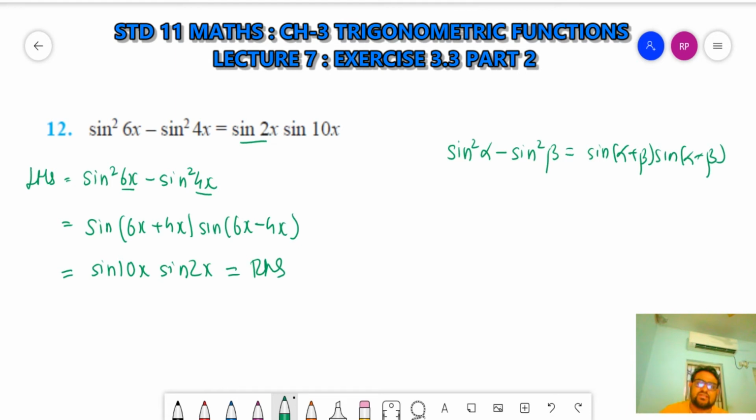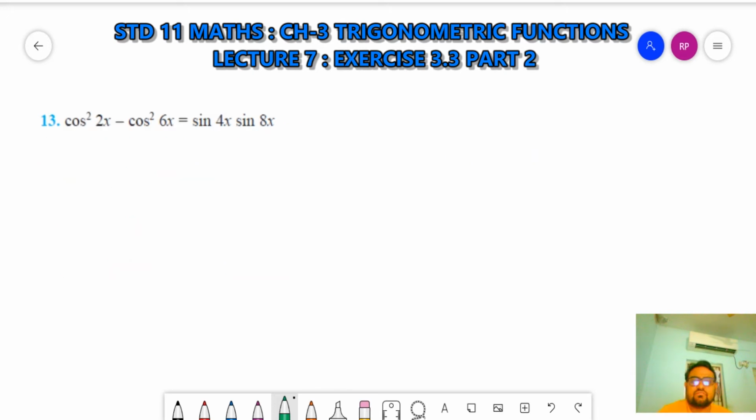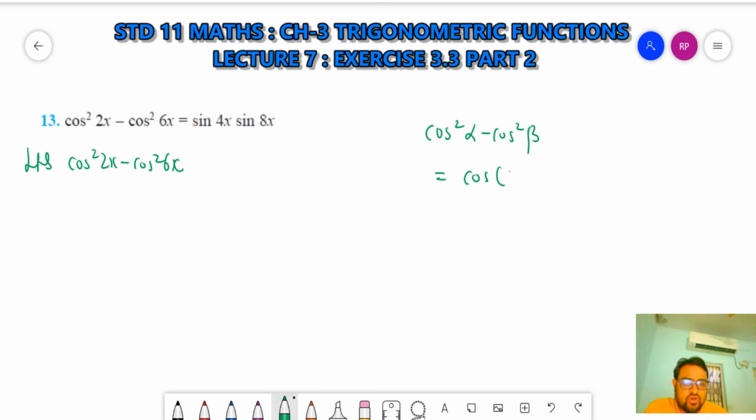Now let's move to the next, that is question number 13. Cos square 2x minus cos square 6x, LHS. So here we can use the formula cos square alpha minus cos square beta. This will be equal to, sorry, not cos, sine(beta plus alpha) sine(beta minus alpha). Okay, remember here it is reverse.